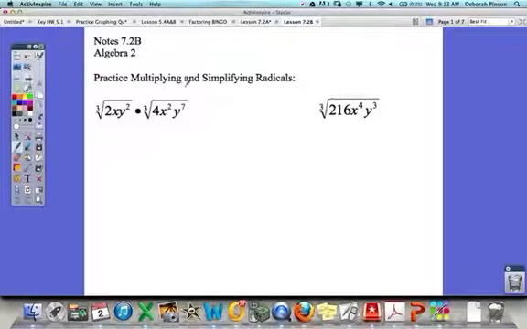Okay, so here in 7.2, we're going to do a little bit more practice with some of our simplifying radicals with the multiplication, and then the main thing we're going to look at is division. So let's practice a little bit with these multiplying radicals and just simplifying.